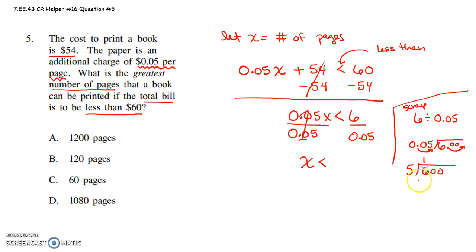5 goes into 6 once. Subtract off, drag down that 0. 5 goes into 10 twice. 2 times 5 is 10. Subtract off, drag down that 0. 5 goes into 0 0 times. So you need to have it less than 120 pages.